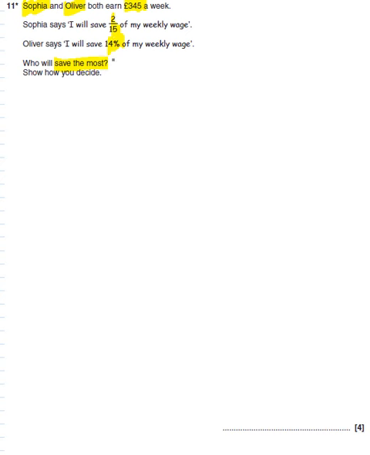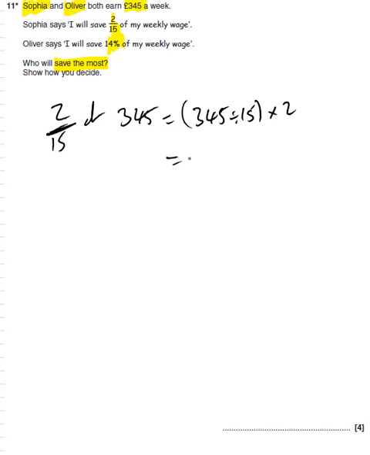Well, we've got to find out 2/15 of 345. And the way to do that is we divide by the line means divide, so we divide by 15, and then we times by the top number, and that will give us exactly what we're after. So if I just do that, 345 divided by 15, and then times that by 2, that gives you 46. You notice that I write this down before I start calculating, so that you're putting your working out down.